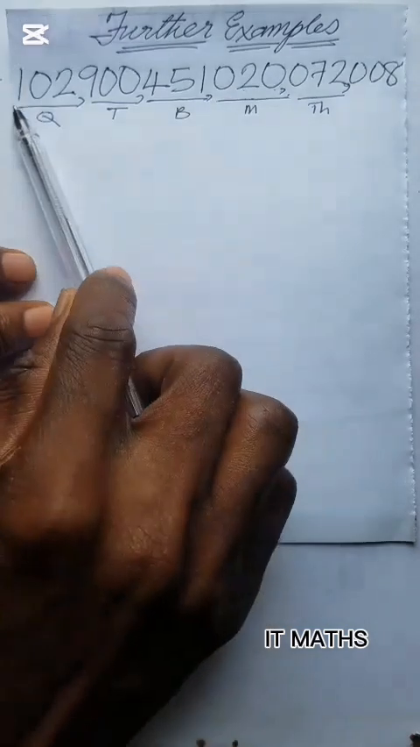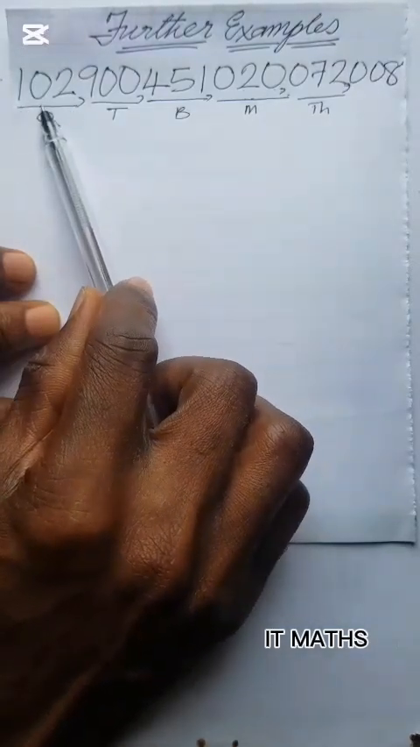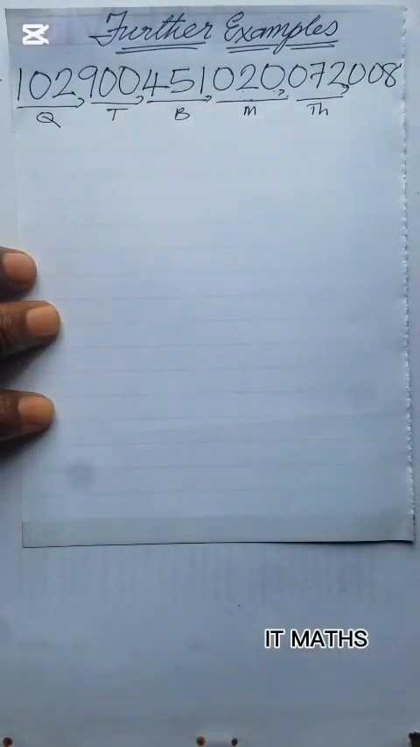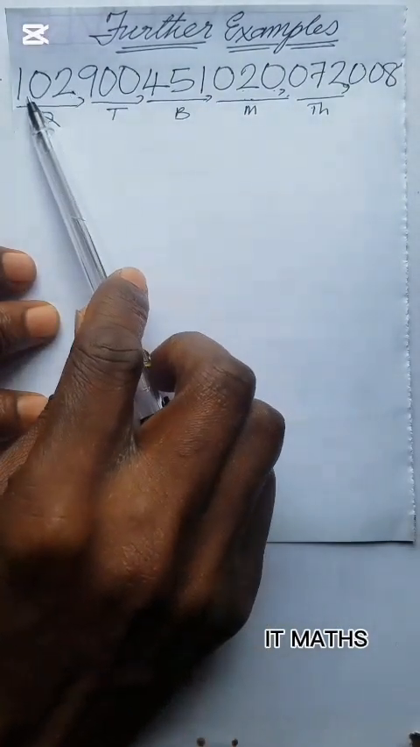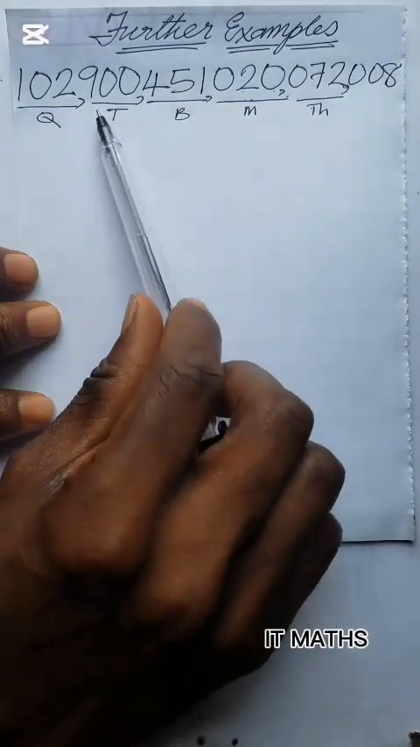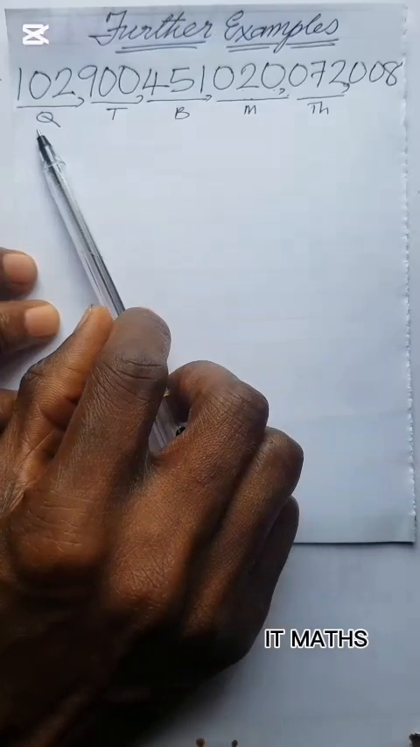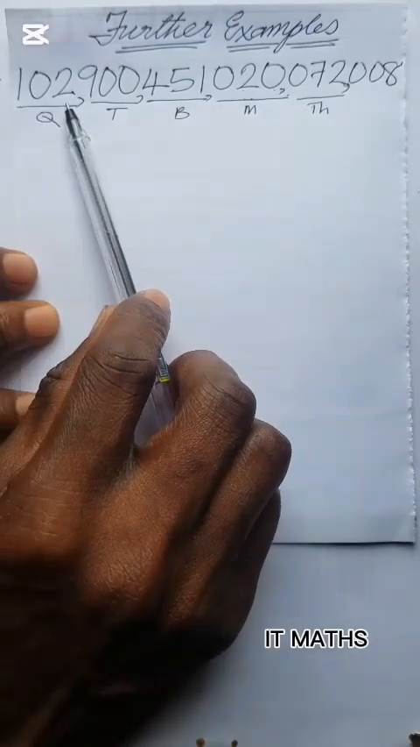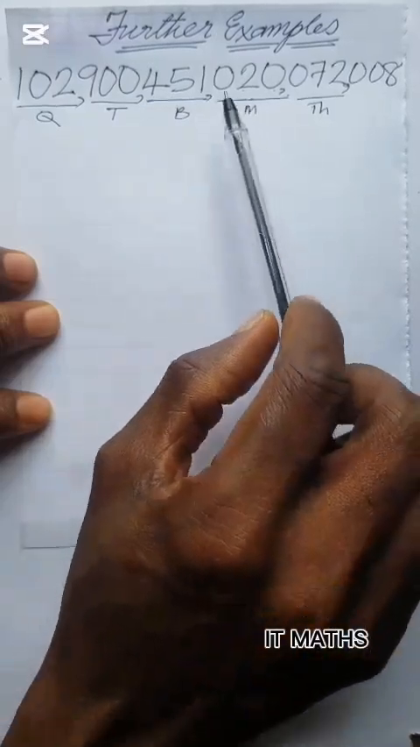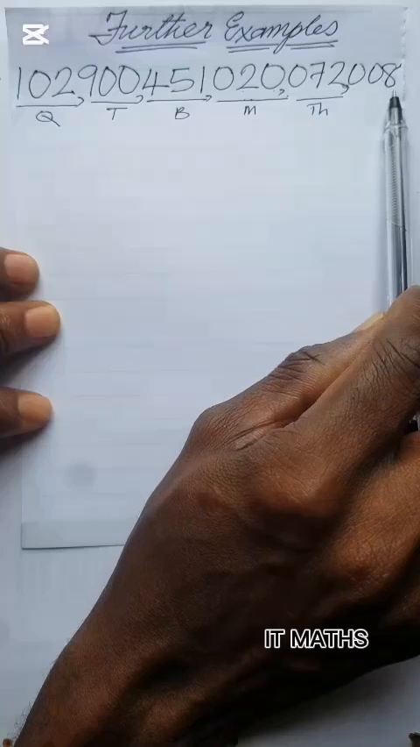So let's read this number. Like we said, we take them apart. This is 102. We'll read this as 102 if this was the only digit on this paper. But since it is not the only digit on this paper, it makes this 102 a quadrillion. So this is 102 quadrillion, 900 trillion, 451 billion, 102 million, 72,008.